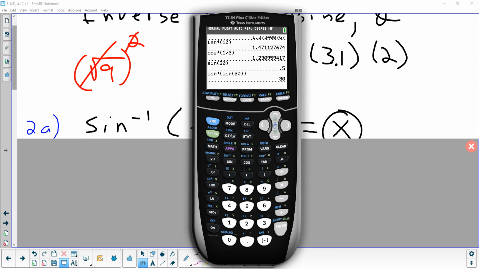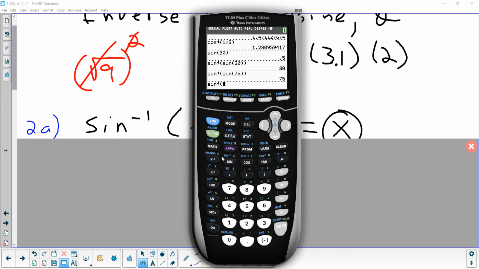Now it worked here, right? Inverse sine of the sine of 30 degrees. Let's do the inverse sine of the sine of 75. What should I get when I hit enter there? 75, because they cancel each other out.